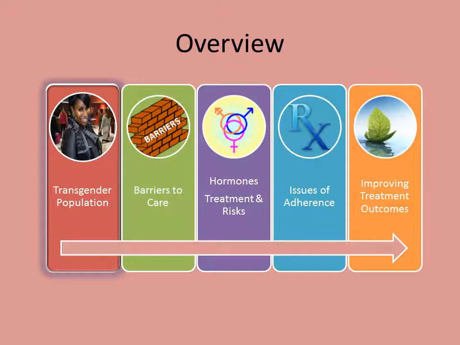The tutorial today will cover basics about the transgender population, specifically trans women. I'm going to include definitions, prevalence of the population, barriers to health care, hormones and other treatments and risks included with those, issues of adherence to prescribed treatment, and how as practitioners we can improve health outcomes.